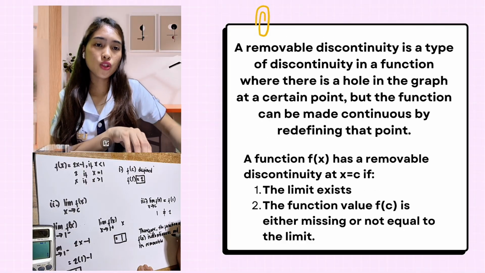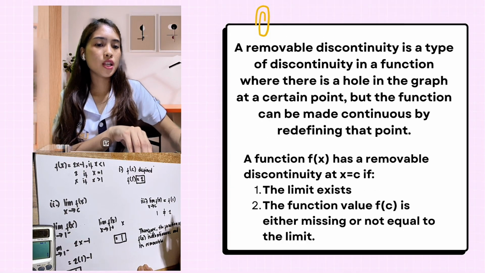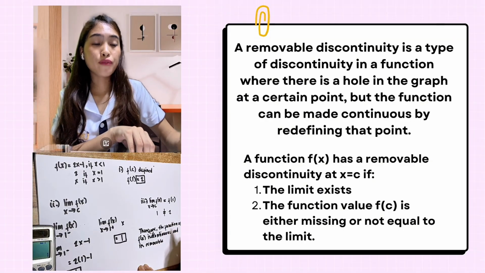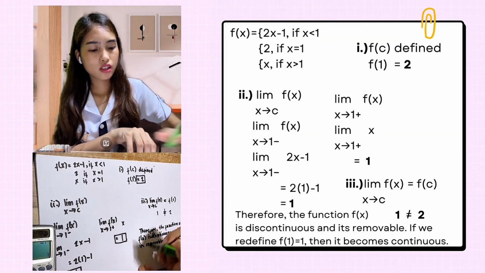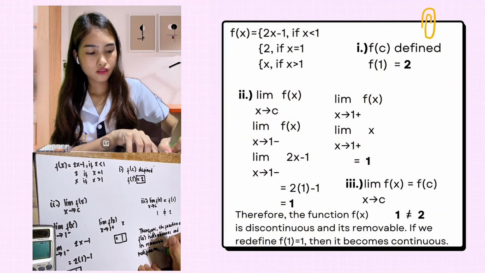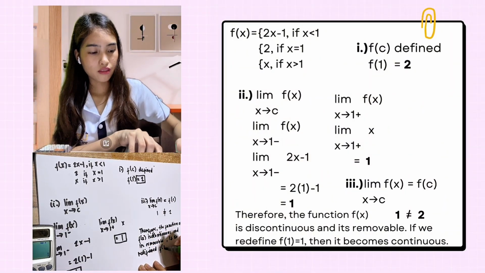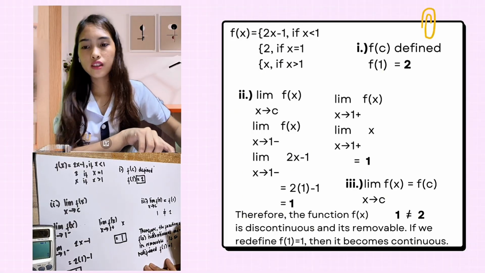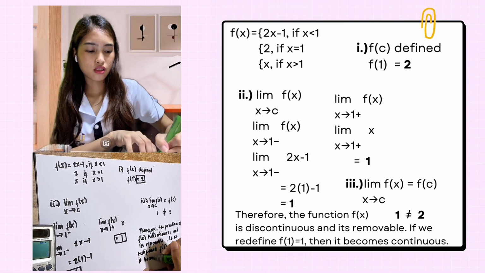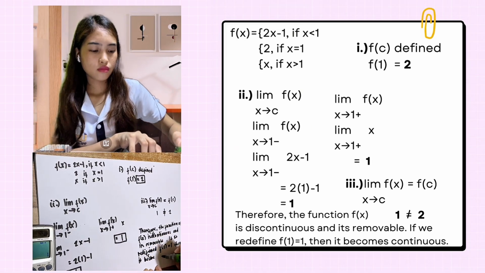Since our discontinuity is removable, we can make it continuous by redefining the point, or the f of c. If we redefine f of 1 equals 1, then it becomes continuous.